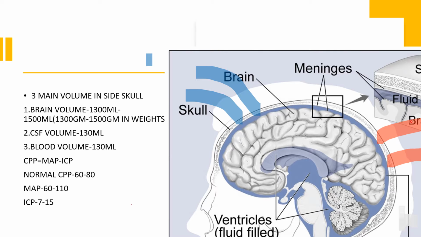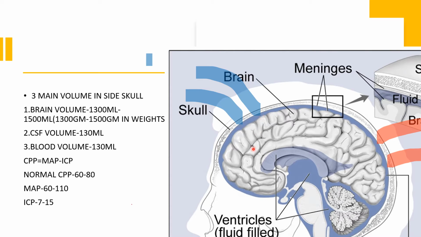Then I drew this red color. This is an artery which supplies blood to the brain, and this is the vein which carries the blood away. Anatomically this is not correct; for explanation purposes, I just drew it. I mentioned earlier we can divide the skull into three main volumes. First, this is the brain volume, the brain matter. The next one, the blue one, is the CSF volume. Then the next one is the blood, the amount of blood present inside the brain.